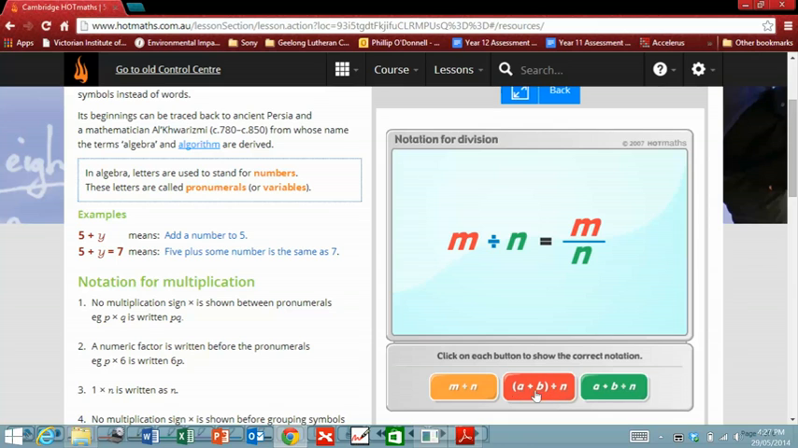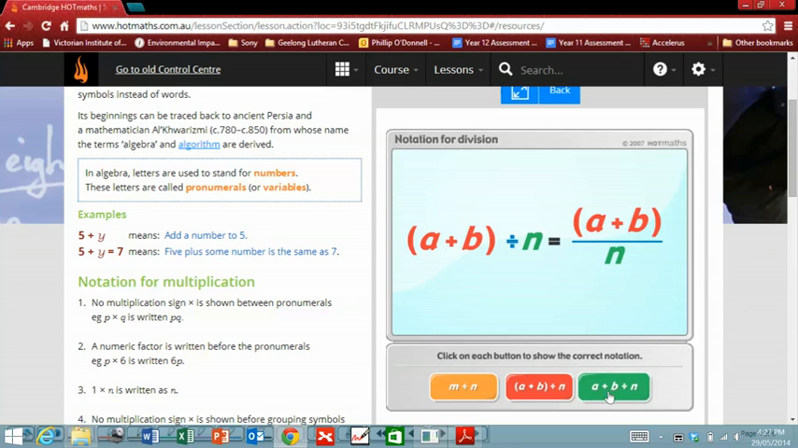When we look at this one, it's (a plus b) divided by n. Now remember, the brackets are telling us that all of that is divided by n, not just the a or not just the b. So it is a plus b together all divided by the n underneath. And that's how it needs to be written. Again, you're not incorrect there, but the correct way of showing it in algebra is like that. Last one, a plus b divided by n. This time, because there's no brackets there, it is telling us that just the b is being divided by n, not the a. Not like this one, because the brackets are telling us both of those are being divided by n.